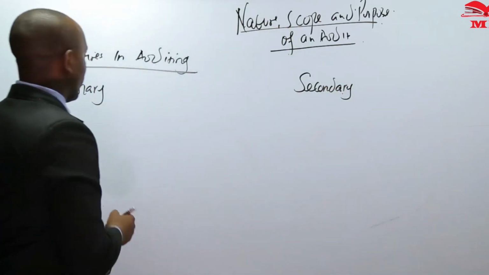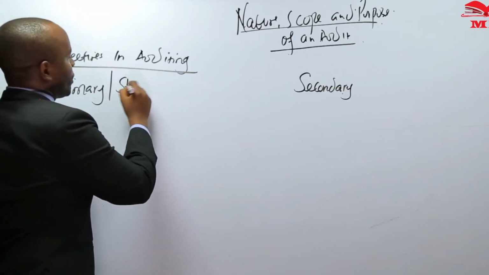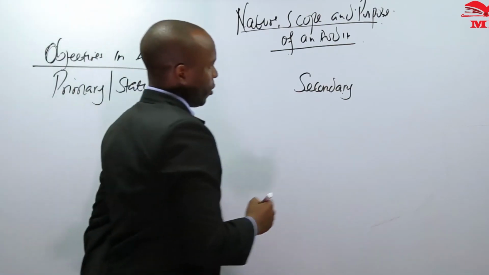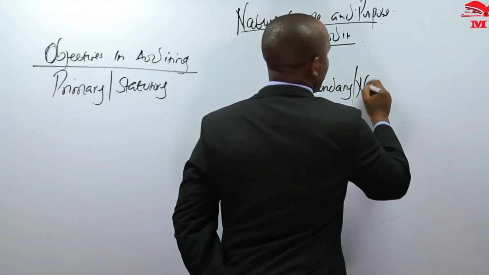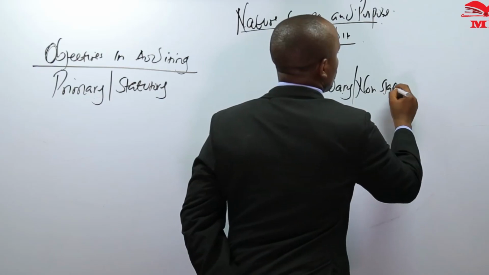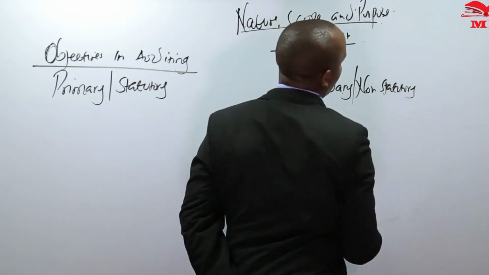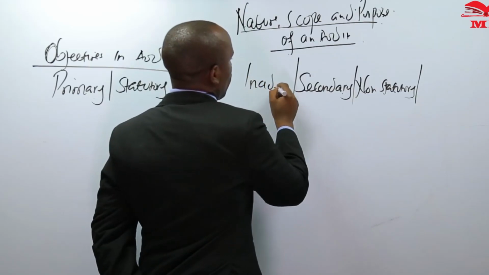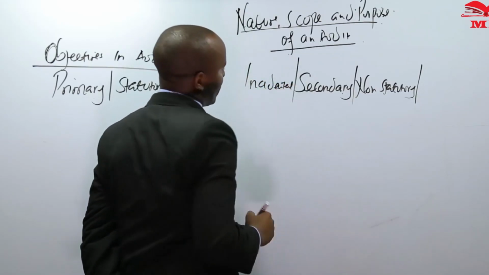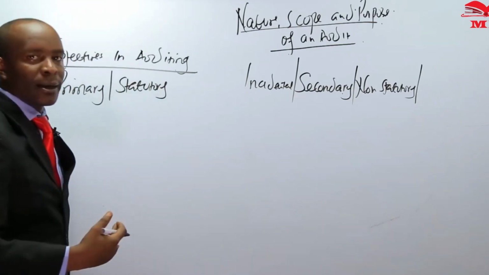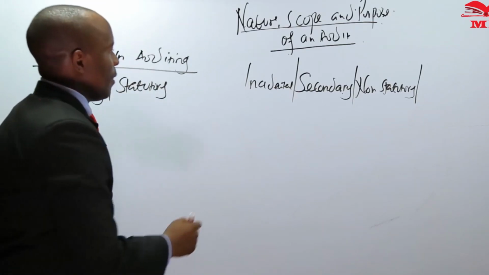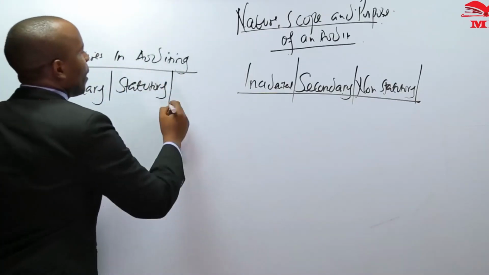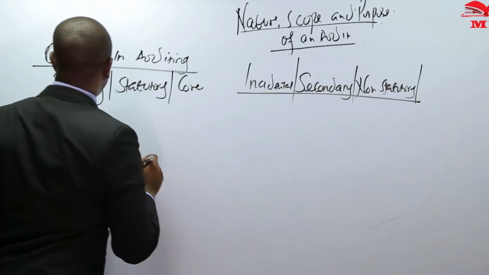Another name for primary is what we call statutory. And another name for secondary is what we call non-statutory. You can also refer to them as incidental objectives. We say they are a by the way objective. They are not the main objective. If you wish, you can call them the core objectives.